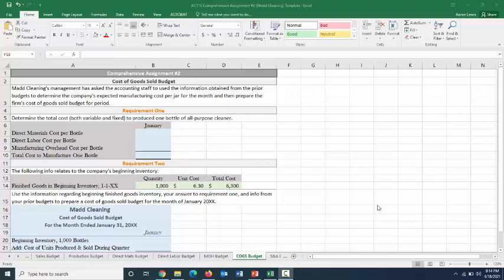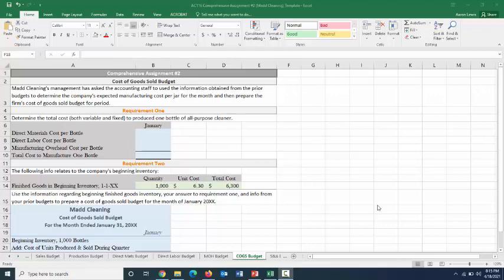Now that we have the expected cost of our three inventoriable cost components, direct materials, direct labor, and manufacturing overhead, we can prepare a budget which is going to figure out exactly what amount of cost of goods sold Van Cleaning can expect to report on its income statement at the end of the period. To begin to do this, we need to figure out what amount of cost of goods sold we are going to be able to record per unit, per bottle. What is our cost in total to produce one bottle of this all-purpose cleaner?